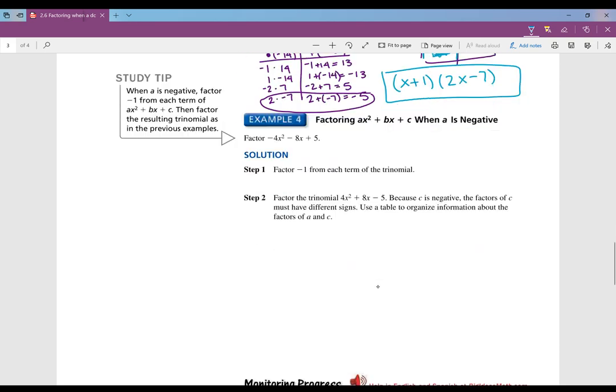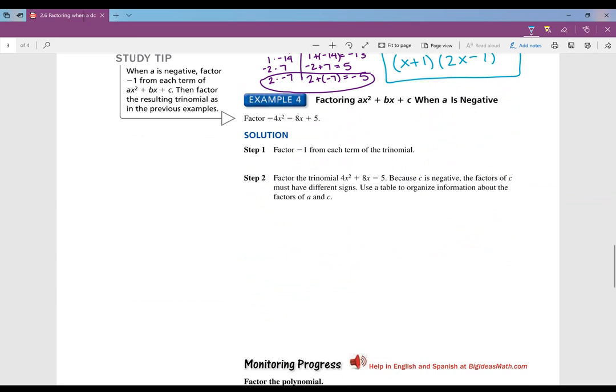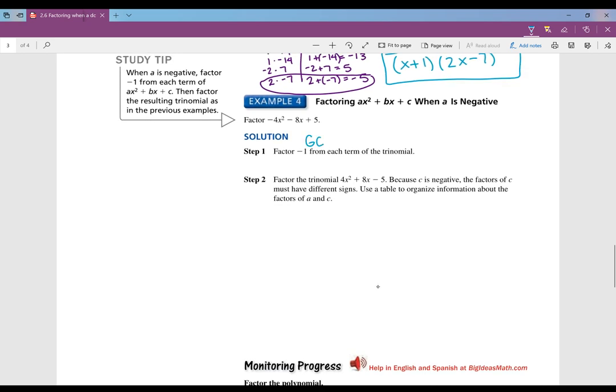All right, let's look at example number 4. So for example number 4, we have -4x squared minus 8x plus 5. So when we're checking for our GCF in step 1, if you notice, our first term is negative. And remember, when we were talking about GCFs, if our first term is negative, we want to pull that negative out. So we're going to factor -1 out as our GCF. And we're going to be left with 4x squared plus 8x minus 5, right? When you divide by -1, all your signs are just going to change.